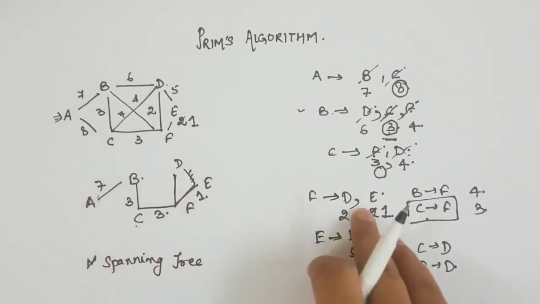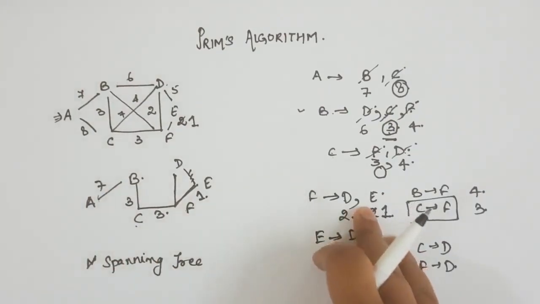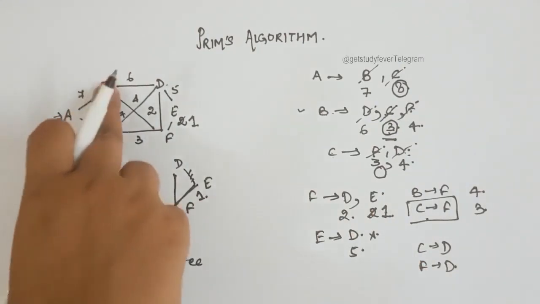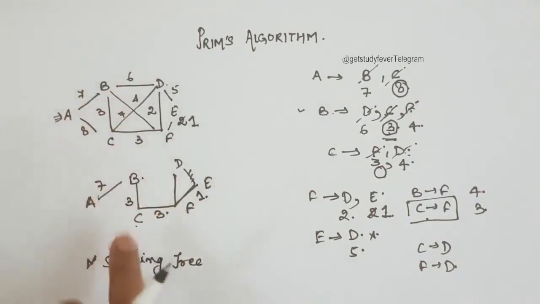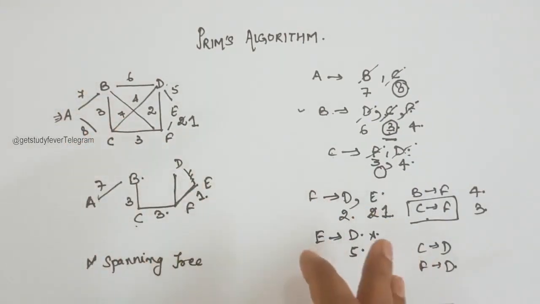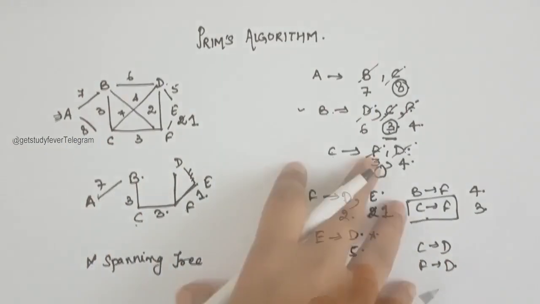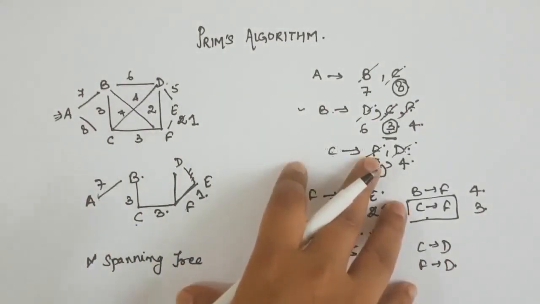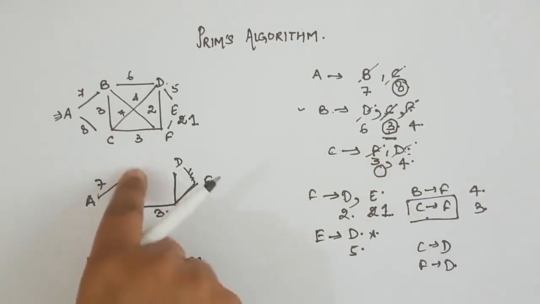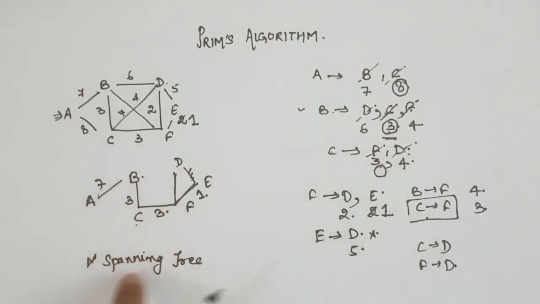So what we are doing in a minimum spanning tree is that every time, in every iteration, we are trying to include a new vertex in the minimum spanning tree, and we keep on doing this until all the vertices are included.